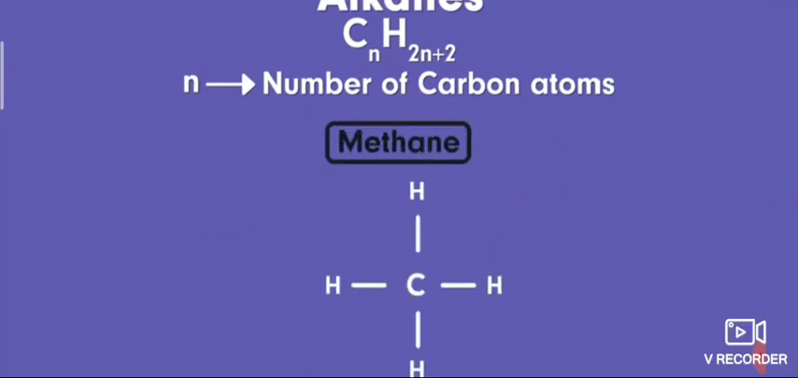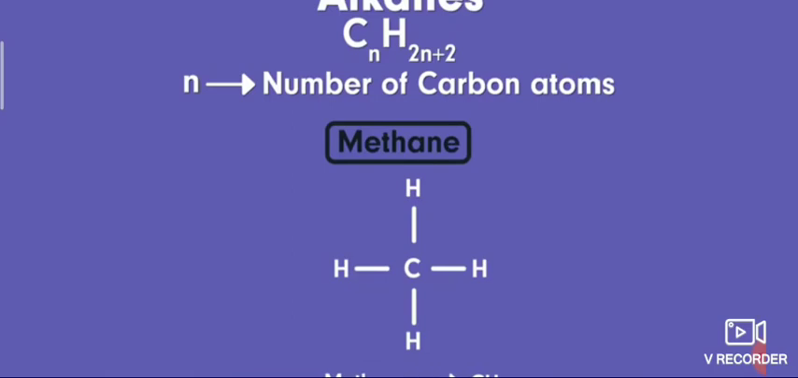The simplest form of hydrocarbon is methane. Look at the structure of methane. This is the structure of methane. The formula is CH4. One carbon is combined with 4 hydrogen atoms. One carbon shares its 4 electrons with 4 atoms of hydrogen.